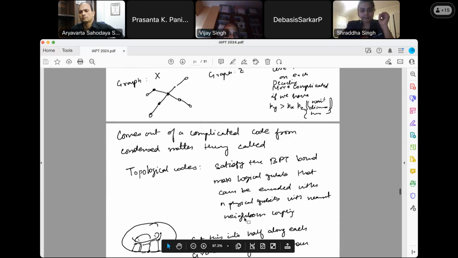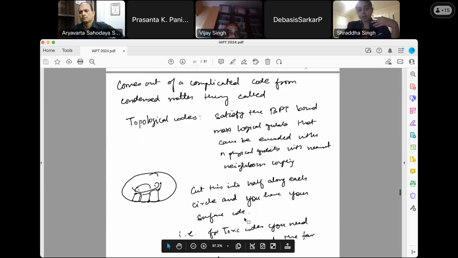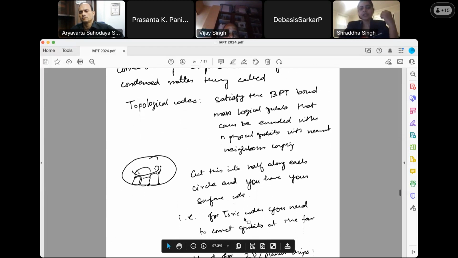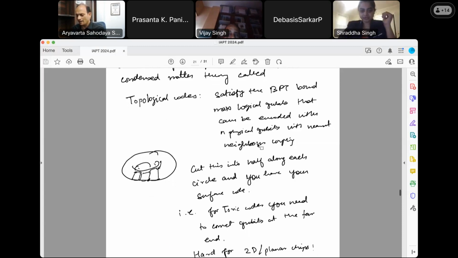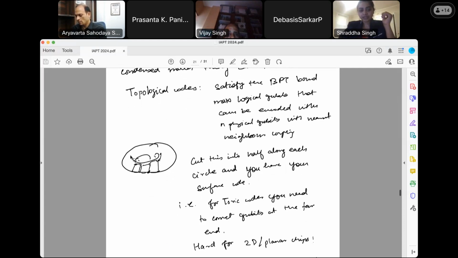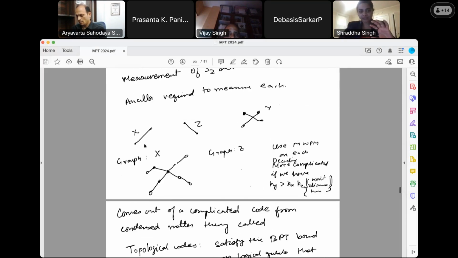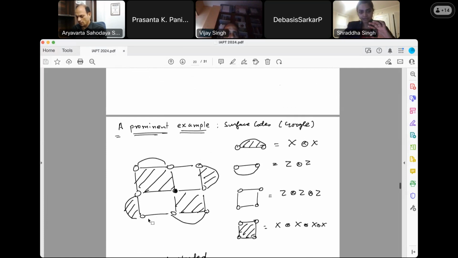Okay. This surface code actually comes out of a very complicated form of condensed matter theory. These are topological codes which satisfy the BPT bounds. The BPT bound tells you the maximum number of logical qubits you can encode in a number of physical qubits. That is, it tells you the maximum amount of information that can be stored in n physical qubits. So it is a great resource, and this BPT bound was satisfied for this code, where you can just think of this surface code, and if you connect this end with this end and this end with this end, it becomes a torus.